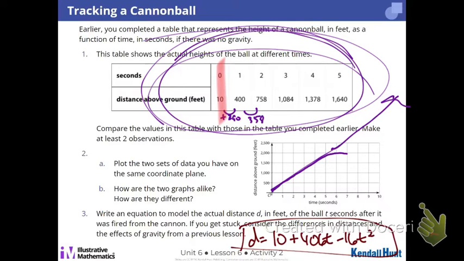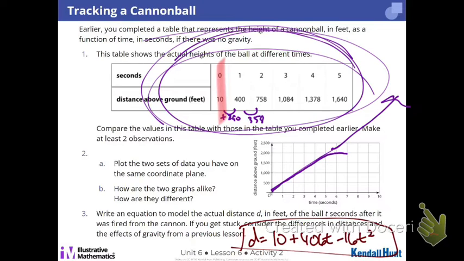So again, let's go over these three things. It starts at 10. It's going 406 feet per second. And gravity is pulling it down by 16t squared. We saw the 16t squared yesterday throwing the rock off the roof, right? You guys remember this?